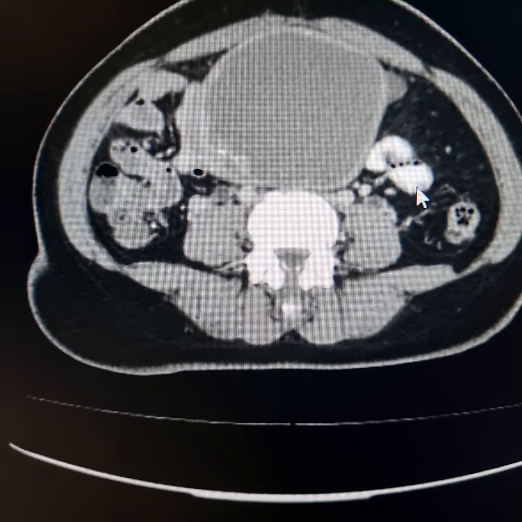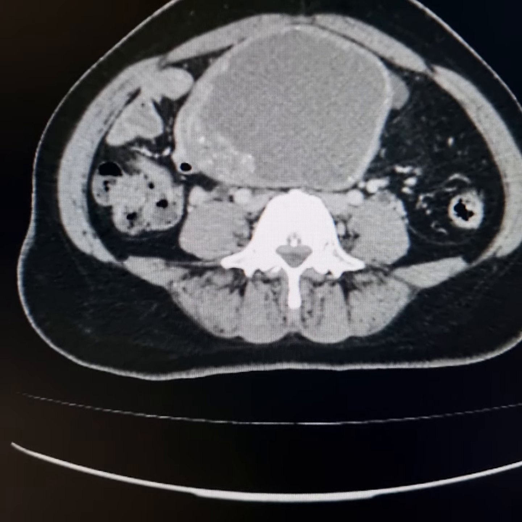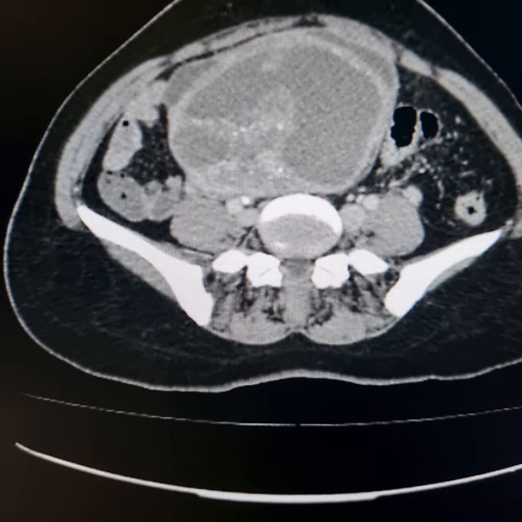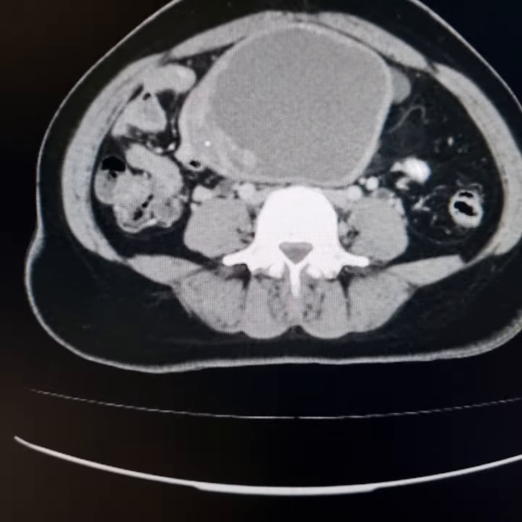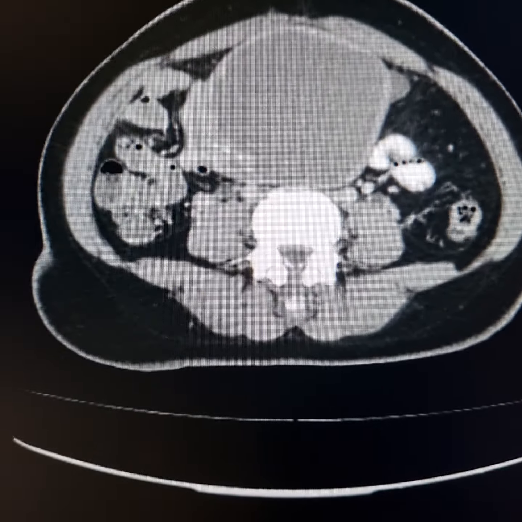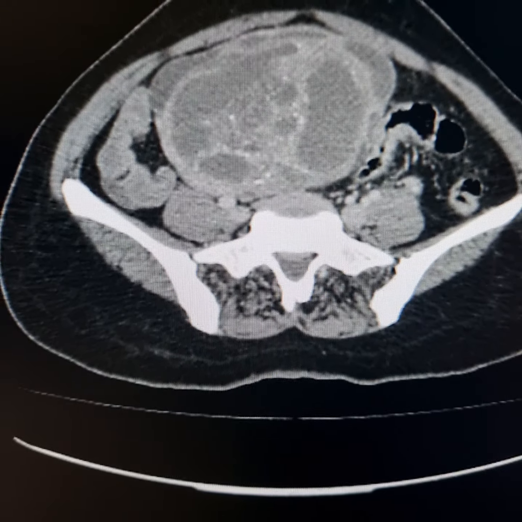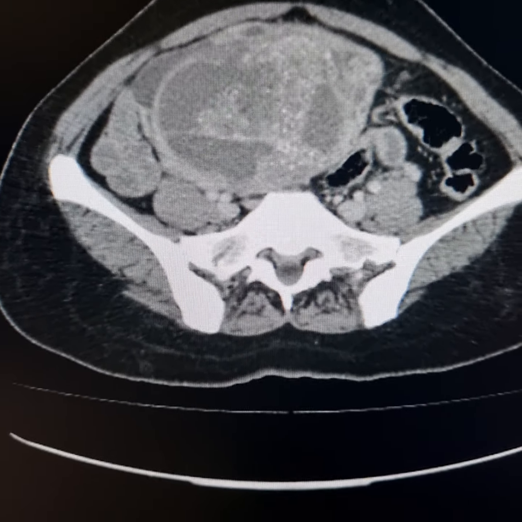Now please observe this mixed attenuation mass lesion in the lower abdomen extending downwards into the right side of the pelvis. Its upper part is predominantly cystic. A significant amount of solid component is noted in its lower part.